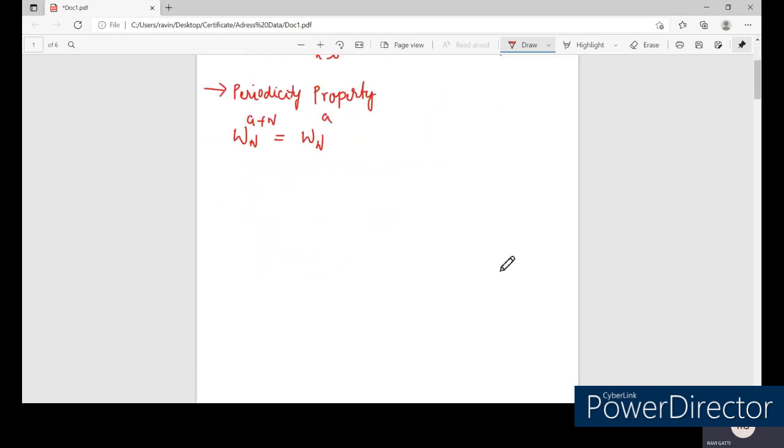So let us try to prove this expression. Why are we getting omega_N to the power of (a + N) as omega_N to the power of a only? We know that omega_N to the power of 1 is nothing but e^(-j2π/N). Now what we need is the power (a + N), so let us multiply the whole thing by (a + N); on the right-hand side also you'll be getting (a + N).